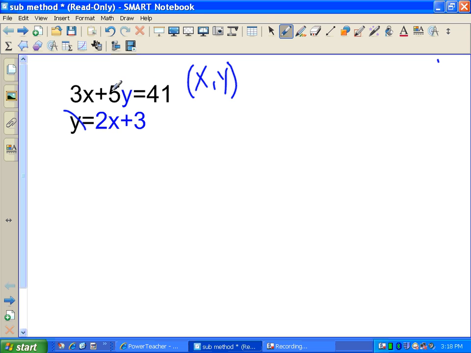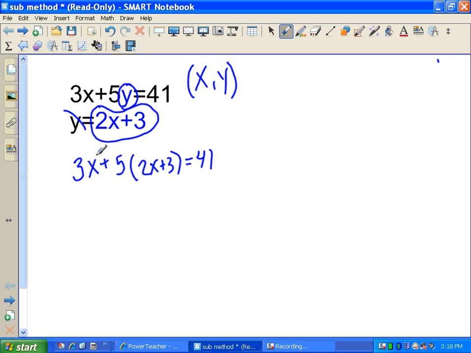If you notice, the first equation is in standard form, and the second equation is in slope-intercept form, where everything is equal to y. Well, if y is equal to all of this, 2x plus 3, then I can replace this y with 2x plus 3. Let me show you what that looks like. So we're going to have 3x plus 5, and instead of y, we're going to plug in 2x plus 3, is equal to 41.